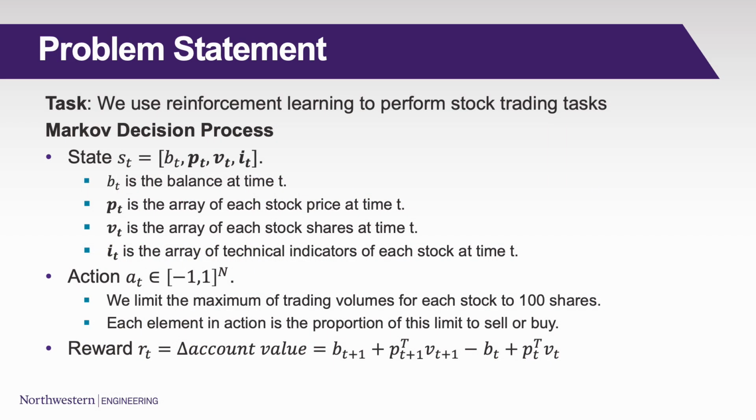In this project, we will use reinforcement learning to perform stock trading tasks. The agent will be the investor and the environment will be the financial market. To form it into a Markov decision process, in the state at time t, we will include account cash and the price, holding shares, and technical indicators for each stock. The action for the agent is to buy or sell a certain number of shares for each stock. The reward will be the change in the total account value.